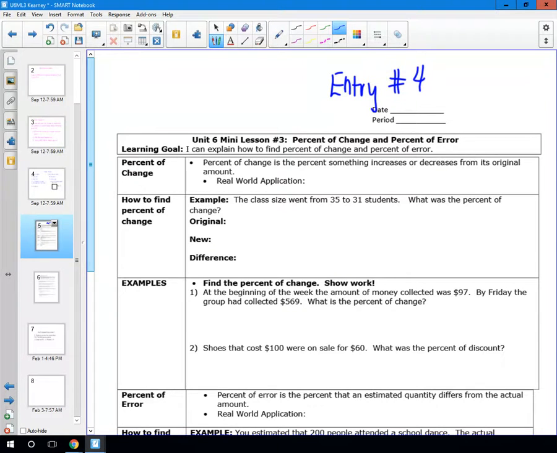By the end of today, you guys should be able to explain how to find percent of change and percent of error. So before we even dive into any of that new stuff, let's just recap what we talked about last week.